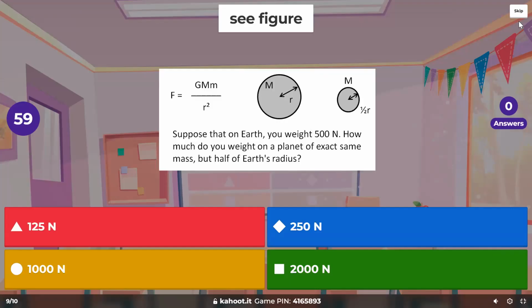And 2 left. Suppose you weigh 500 newtons. Now you're going to a planet that has the same mass but half of Earth's radius. So we crunch down the planet. Same mass, half Earth's radius. I'll help you guys navigate this.